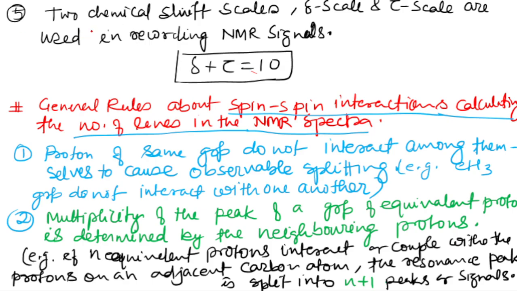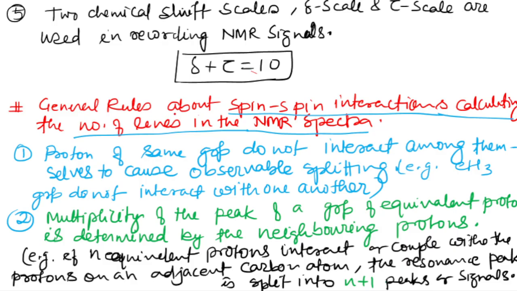Here two chemical shift scales, the delta scale and the tau scale, are used in recording NMR signals, where delta plus tau is equal to 10. The sum of delta and tau is equal to 10.